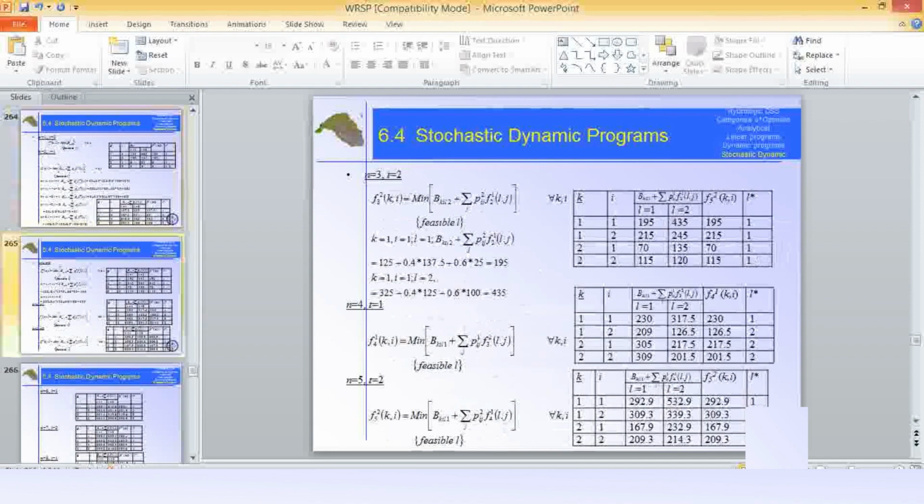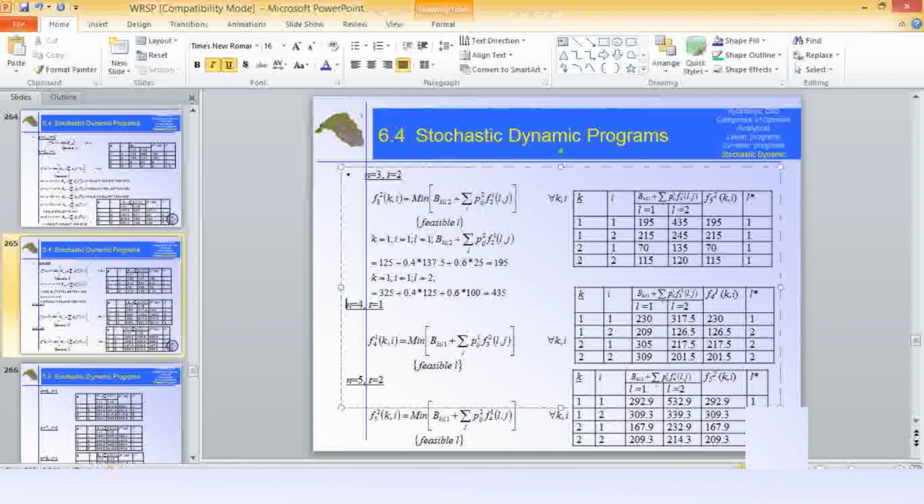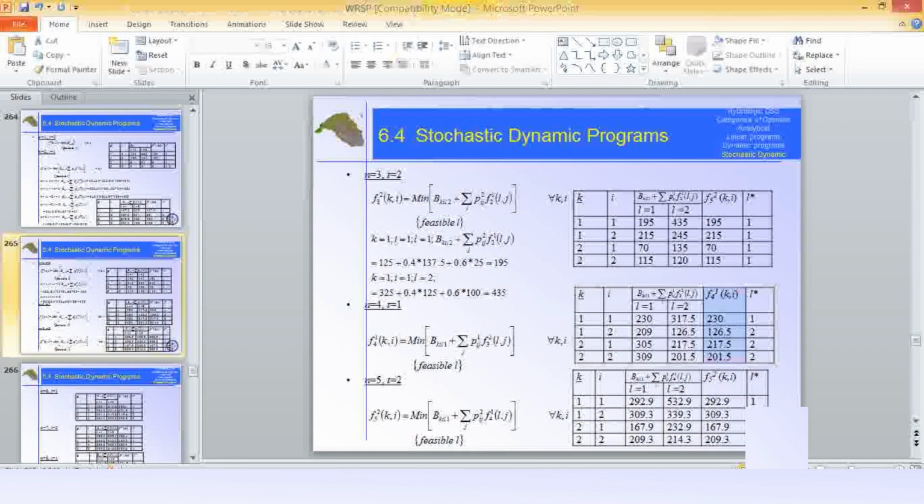The stage progressively increases. Earlier it was 3, and now it becomes 4. So stage 4 and period 1, then stage 5 and period 2. When we try to find F25, period 2 and stage 5, we have to use stage 4, period 1 from here. So that way we keep on working.